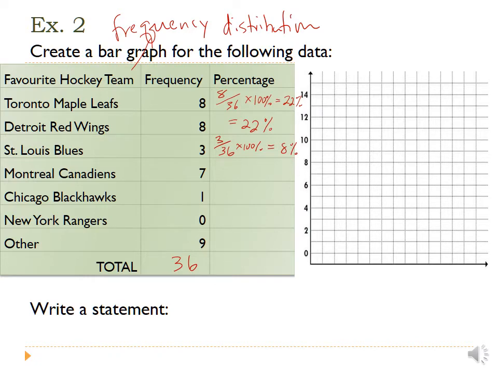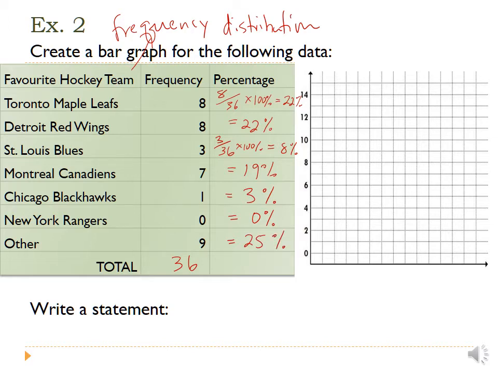So hopefully you get the idea. Let you guys do the rest on your own. 7 divided by 36 times 100, nearest whole number, 19%. Next one, 1 divided by 36 times 100. Rounding, that's 3%. 0, that one's easy, that's just 0%. And then 9 divided by 36 times 100, 25%.